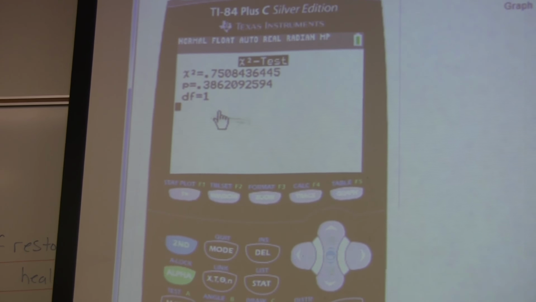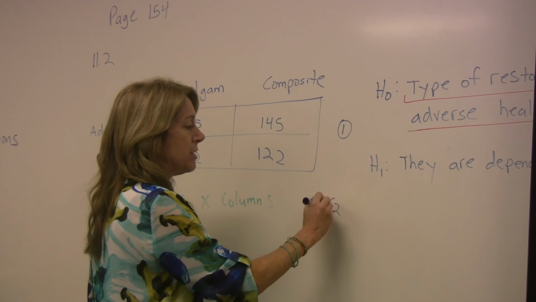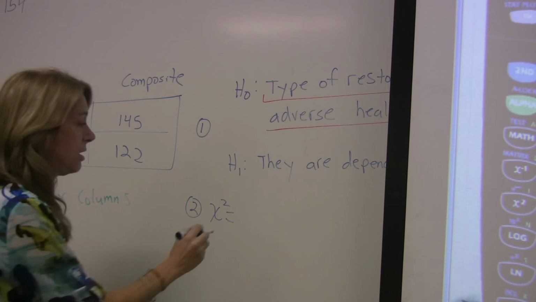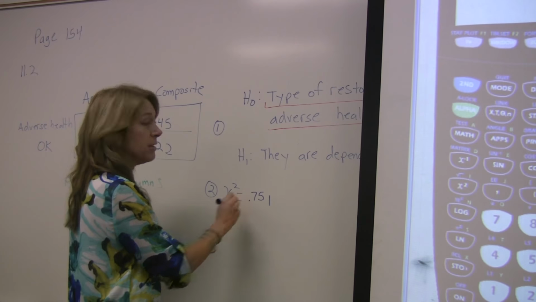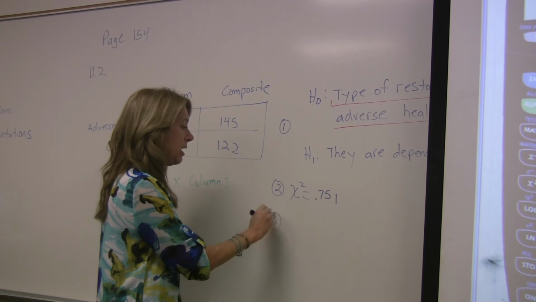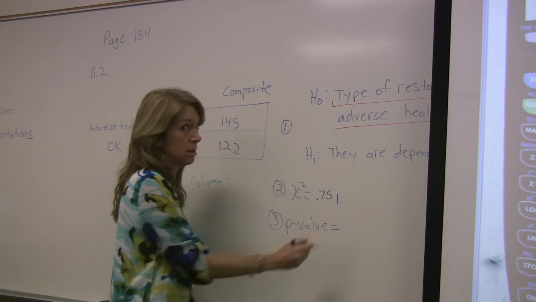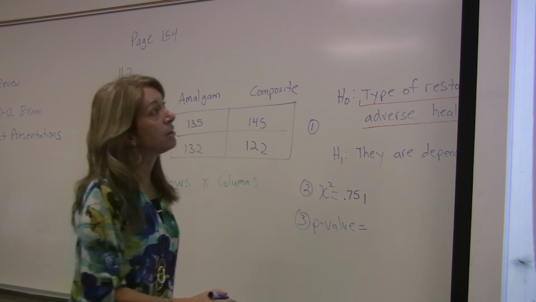So for this particular problem, we wrote our claims. Step 2 is to get the test statistic, which is 0.70751 if I round to 3 decimal places. Step 3 is to get the p-value or the critical value, but guess which one's easy in this case? P-value, we all have it in front of us. 0.386.